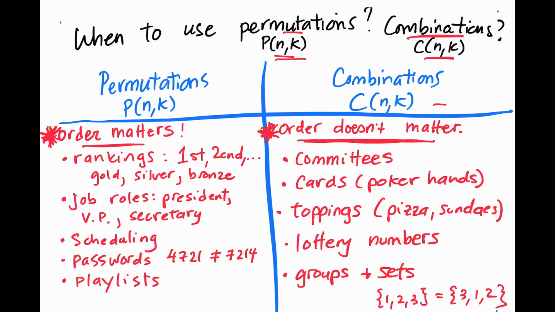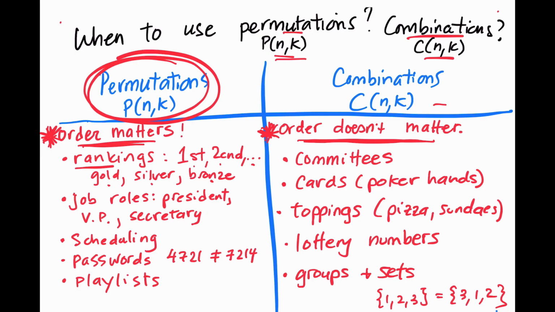Here are some classic examples when you use permutations. Permutation, order matters: rankings like first, second, third place, gold, silver, bronze medal, job roles like president, vice president, secretary. Anytime you're scheduling, like say you're scheduling musicians and who's going to go first, who's going to go second, who's going to go third. Passwords, because of course 4721 is completely different from 7214. Order matters. Music playlists, like what order the music is played.